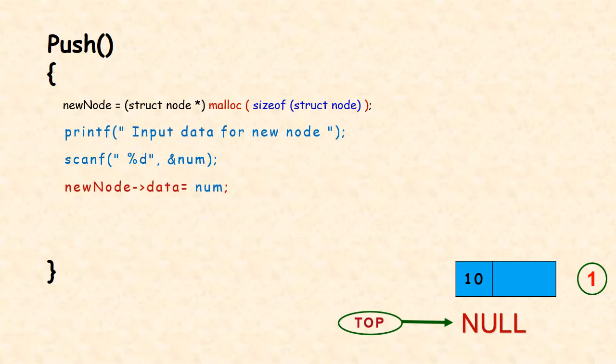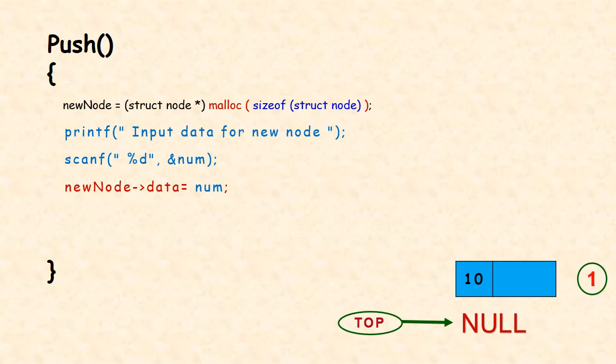So that value is assigned to data part. Okay. And this is the first node, right? However, this is a node which will be pointed by the top. Okay. Before doing that, I have to place the address of the previous node, the address of the previous node in this next part.